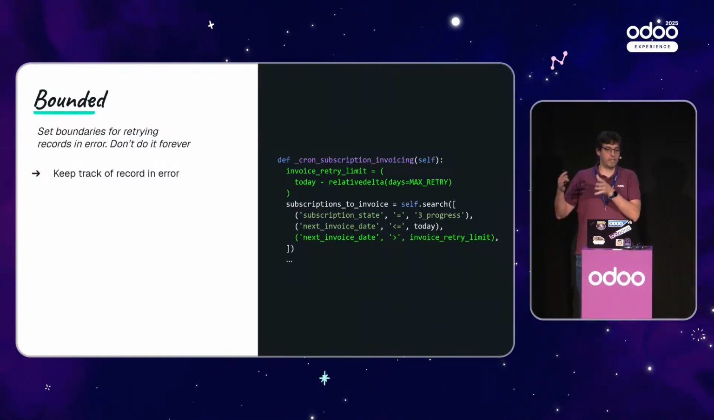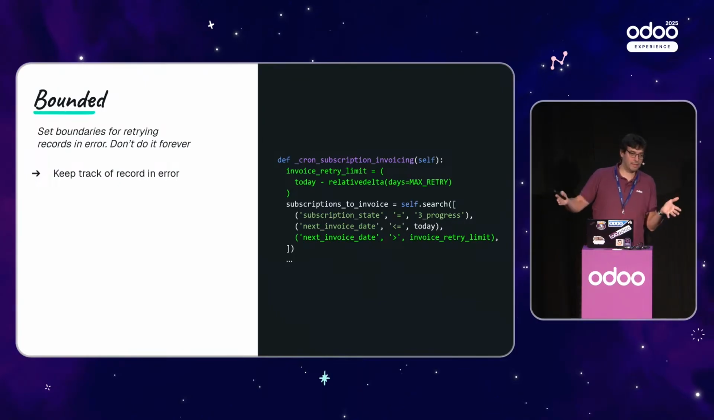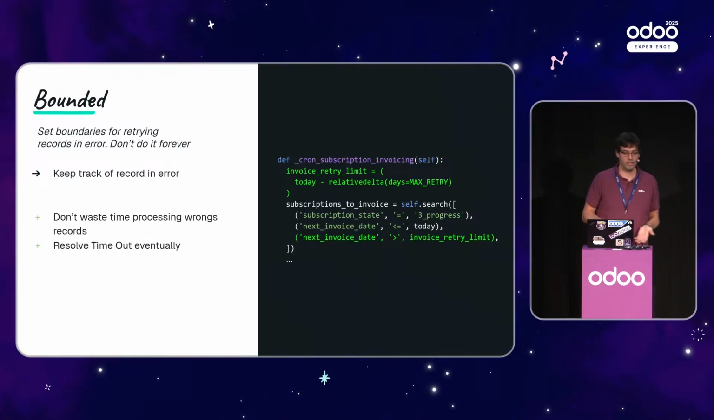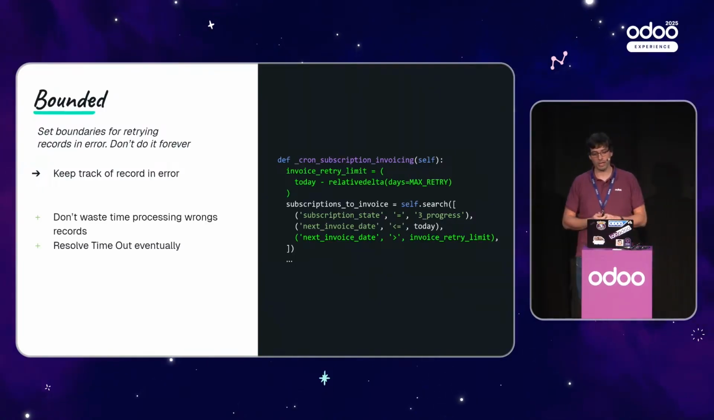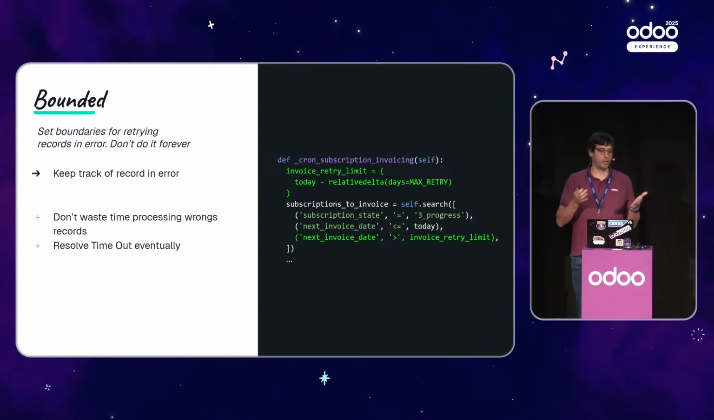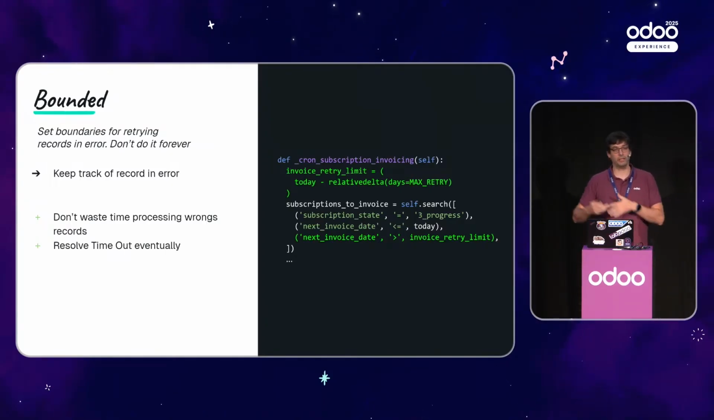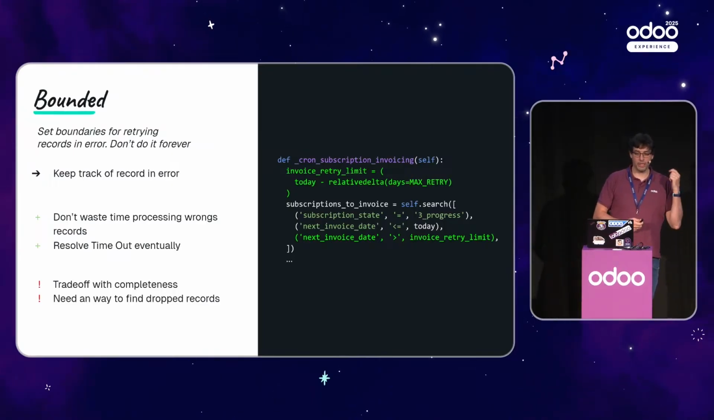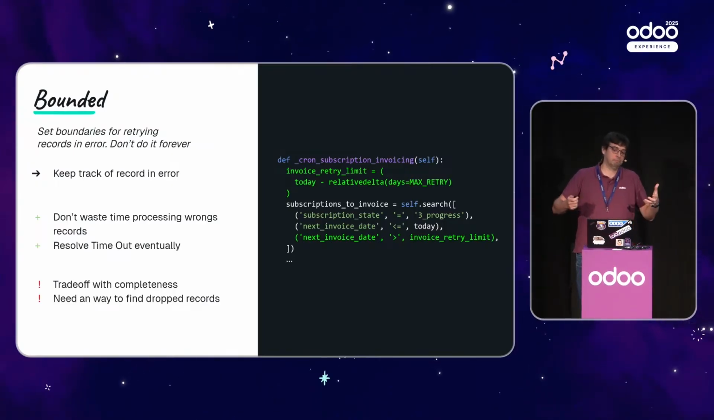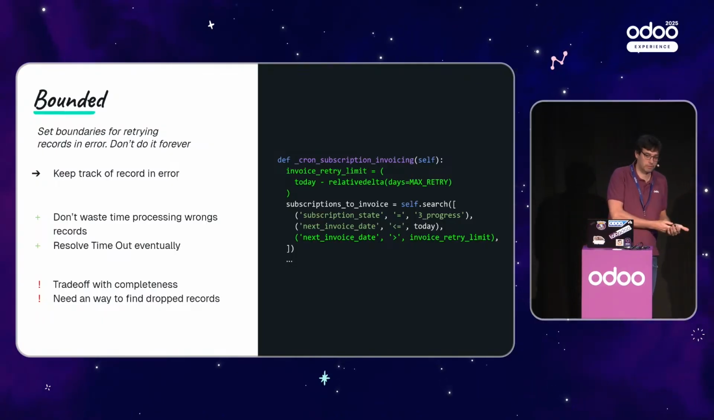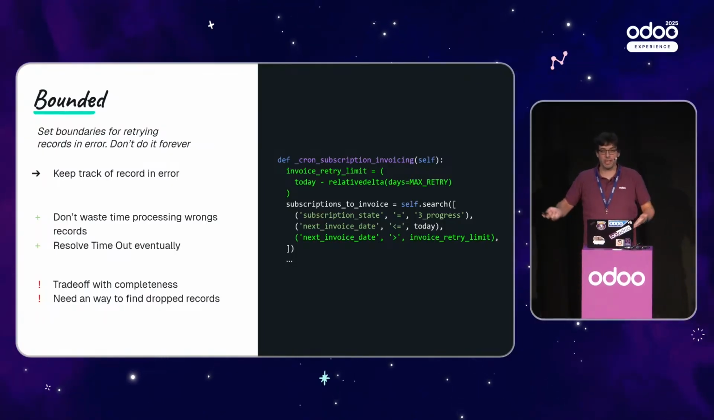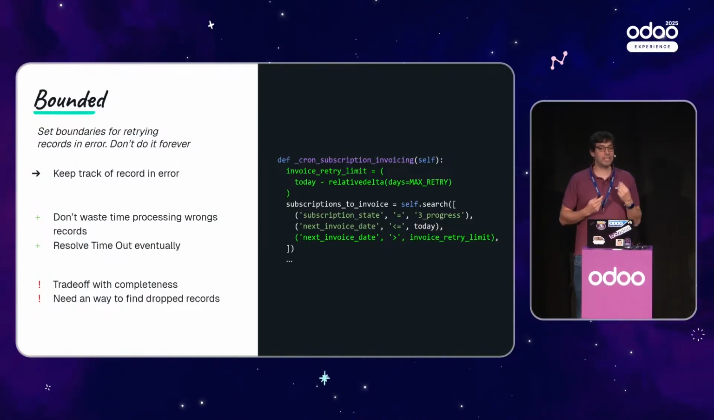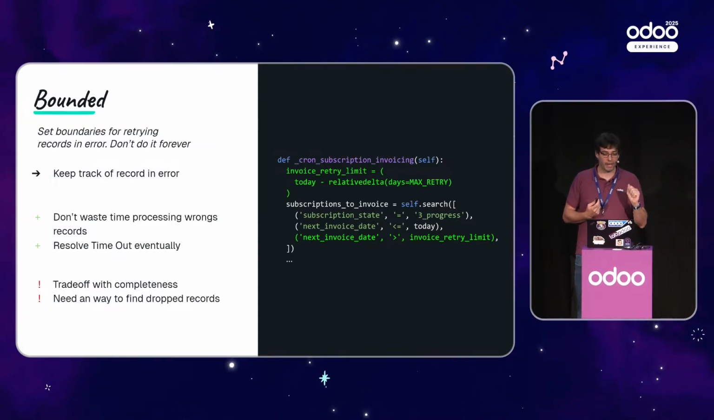For the invoicing, it's even easier. You have your filter where you filter all the subscriptions in the past, but you can say not too much in the past. For example, only 15 days or 10 days. It all depends on what your needs are. The cool thing with that, you don't waste time processing wrong records forever, and your timeout will resolve eventually. OK? But this is a trade-off with completeness, because you may put aside some records. And those records need somehow to be processed. If it's a pay slip that needs to be paid, of course, you want it to be paid. So you need a way to find those records.